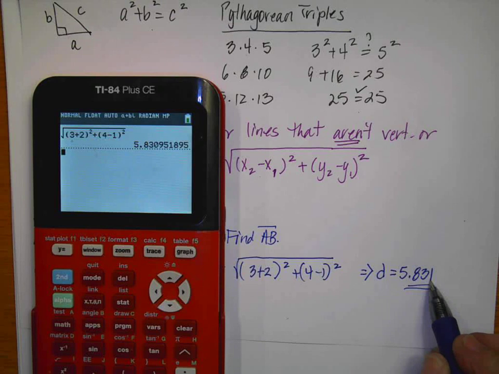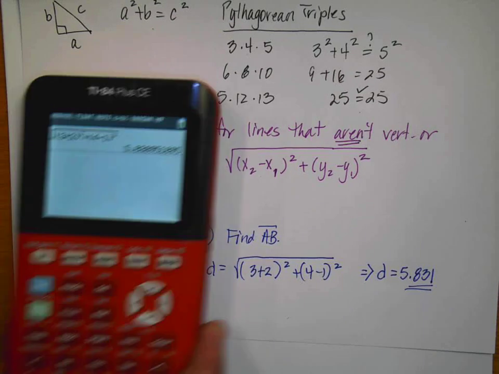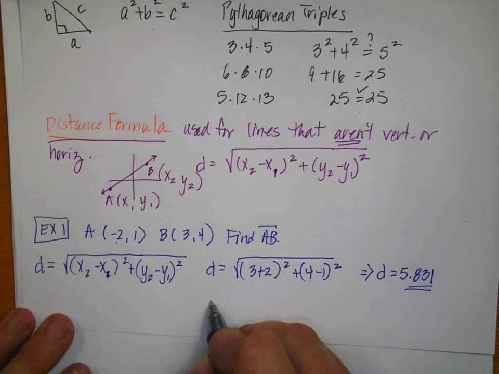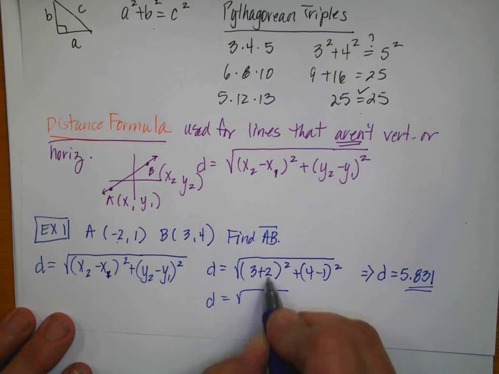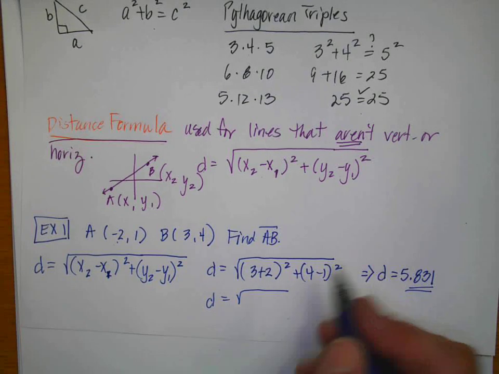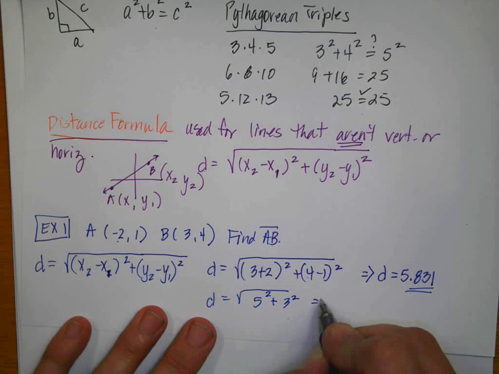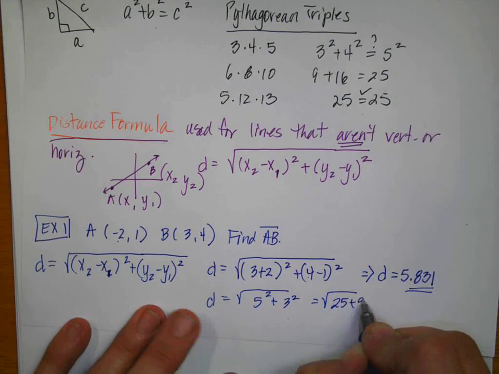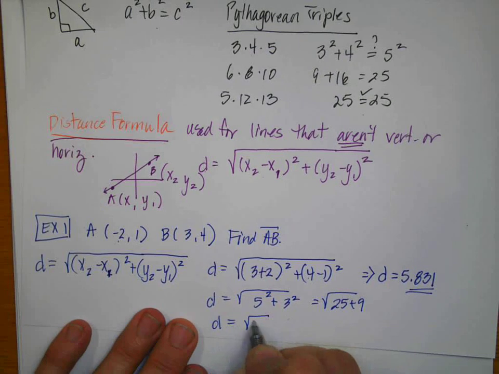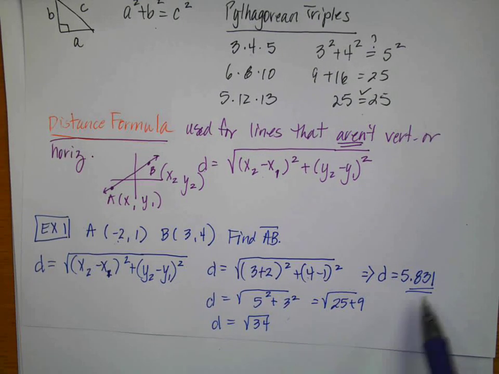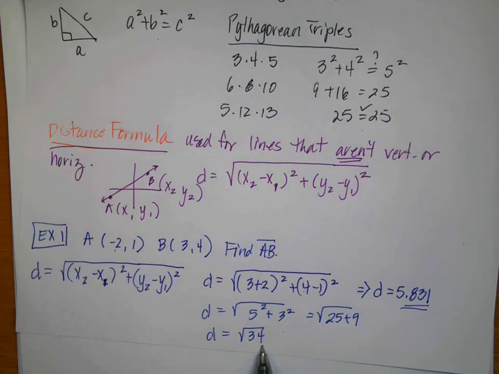Alrighty? If I wanted to leave my answer in radical form, then I would have done distance is equal to, 3 plus 2 is 5, squared, plus 4 minus 1 is 3, squared. This is 25 plus 9. So my distance in radical form would have been the square root of 34. Either answer is appropriate. I don't mind which you use unless the problem asks you for an exact. Remember, exact means no calculator. All right, let's move on to our next example.